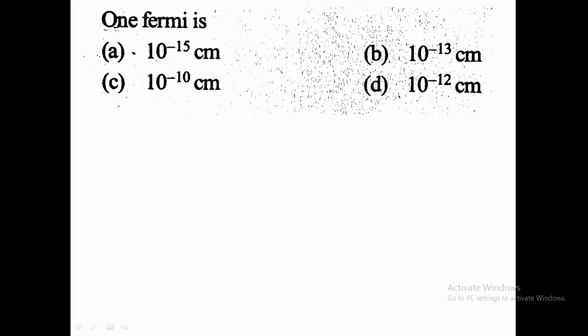The next question is, one Fermi. As you have already learned, different prefixes are used to express the powers of 10. Here 1 Fermi is equal to 10 raised to minus 13 centimeter. So in the given options, option B is the right answer. So 1 Fermi is equal to 10 raised to minus 13 centimeter.